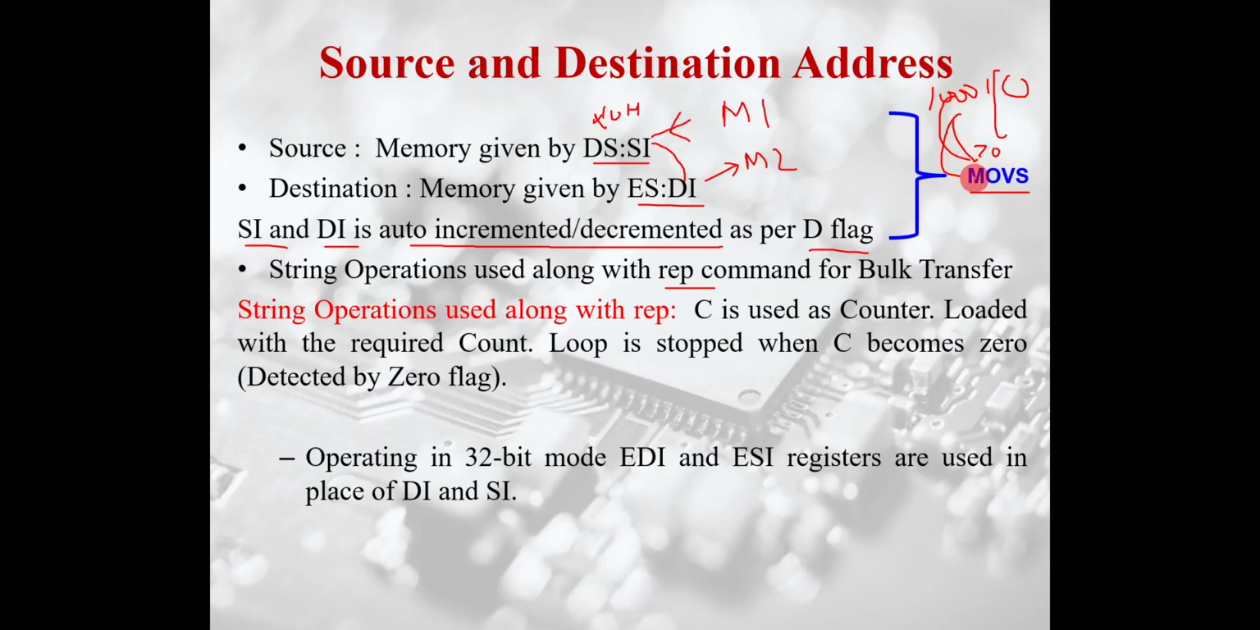So how many times it should do this, we can specify using the C register, which is known as the counter register. You can initially load it with the required count. A loop will be stopped when C becomes 0, right? So initially you need to put the number of data items which require to be transferred into the C register, and after that the loop will be stopped automatically. Obviously in 80386 and later, which can handle 32 bits, instead of DI and SI you have the EDI and ESI registers.